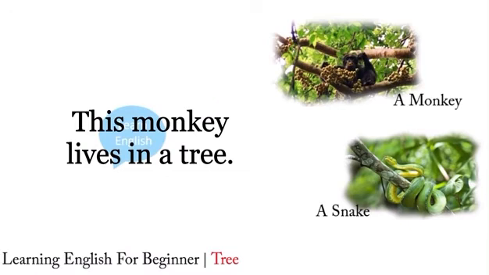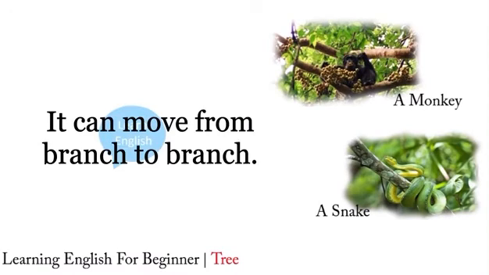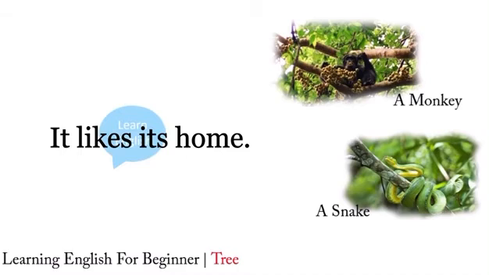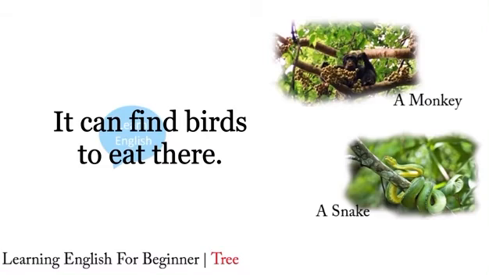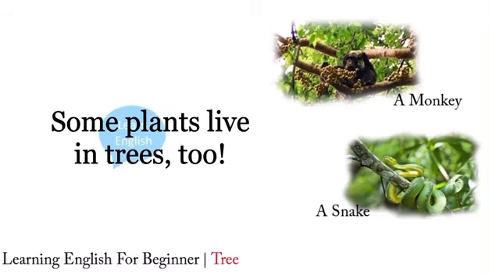This monkey lives in a tree. It eats leaves and fruit from the tree. It can move from branch to branch. This snake lives in a tree, too. It likes its home. It can find birds to eat there. Foxes and other big animals can't catch the snake in the tree. Some plants live in trees, too.